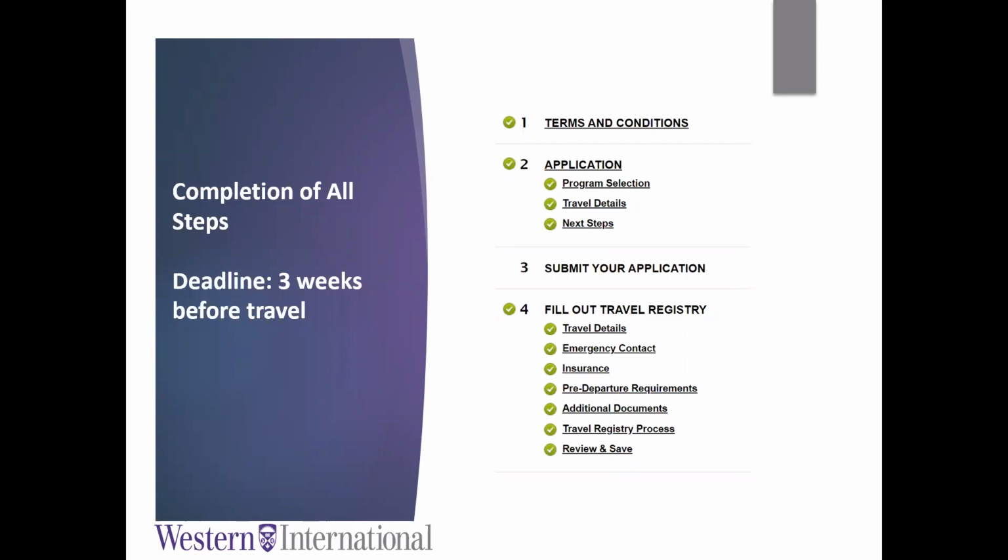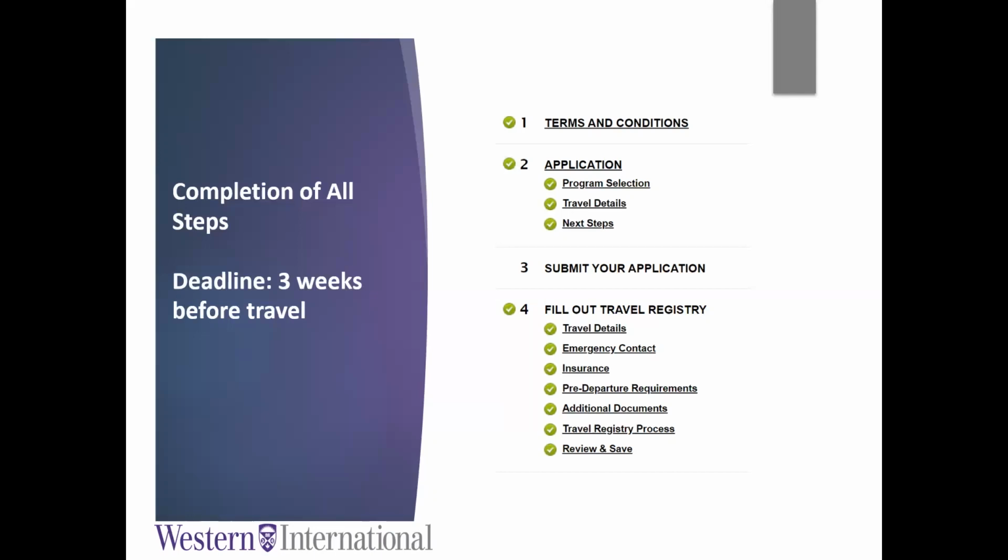After you receive your email, you can just follow the instructions to proceed to the second step. And you can see that we are collecting this information for your travel registry. We are collecting emergency contact, your insurance policy information, and you will need to upload your certificate of completion of the pre-departure training to the additional documents step.